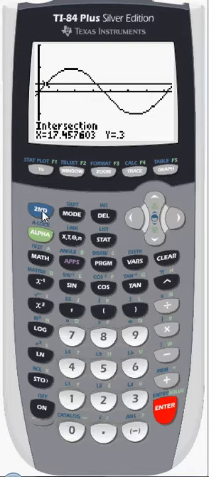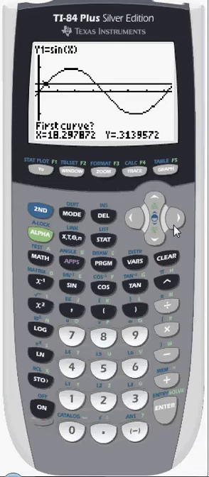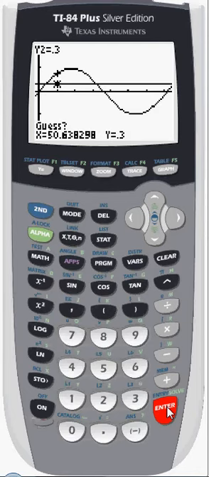Now we're going to have to do this one more time. So just real quick, I hit second calc and 5 for intersect. And again, we have first curve, and as I move over, I see it's the sine curve. My second curve jumps down to the horizontal line, enter. And now I have to move way over close enough, and now I hit enter. It looks like the second place where these two meet is 162.5424.